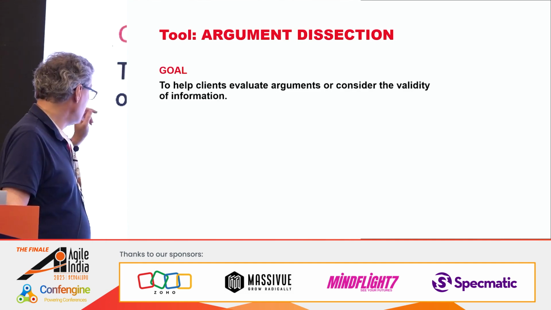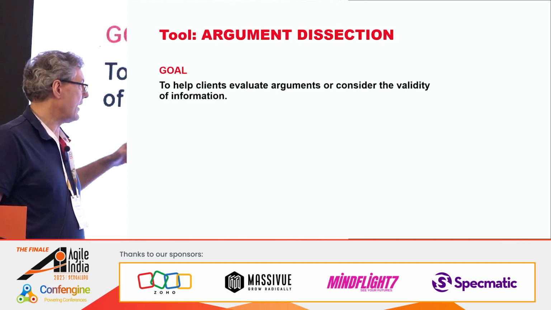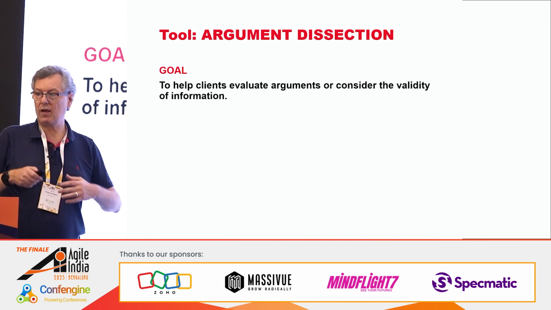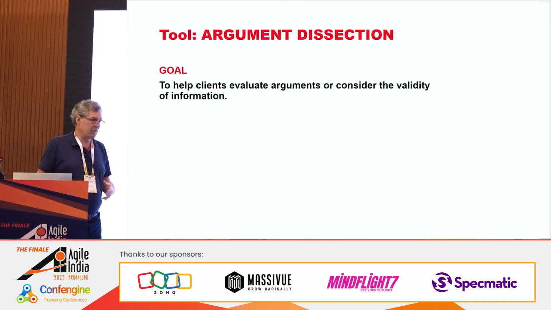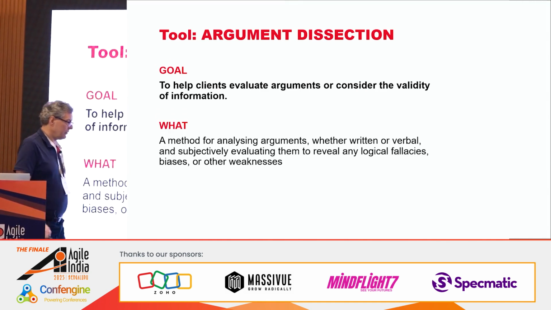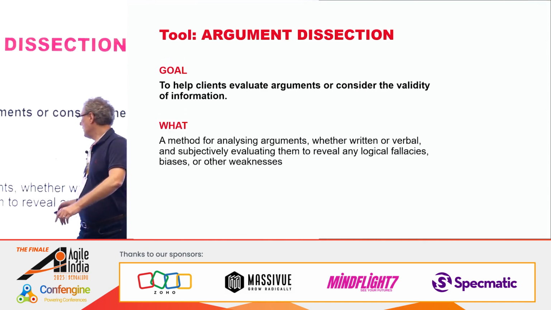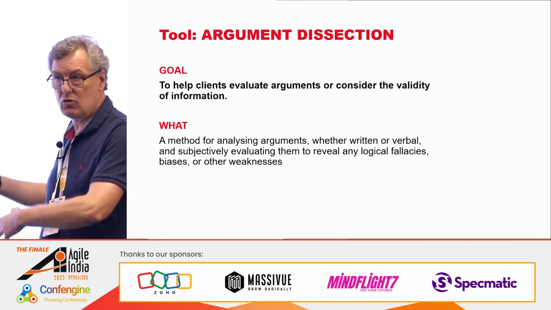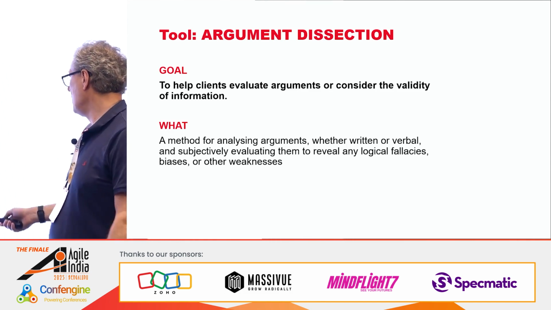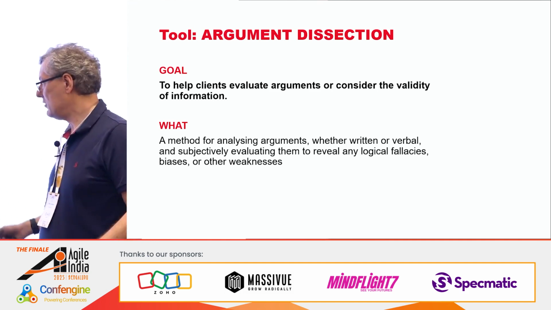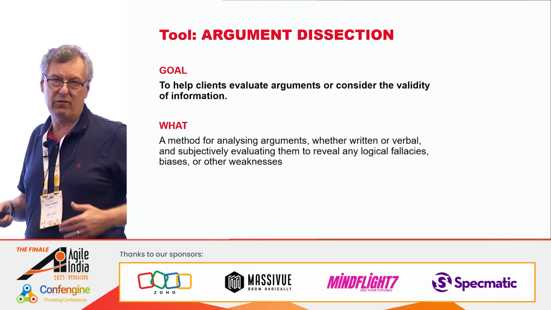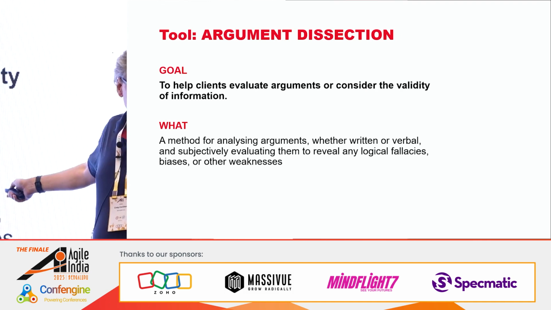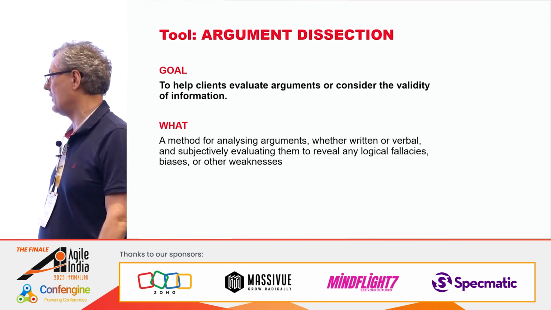In Argument Dissection, the goal is to help your client evaluate or consider the validity of information, like a proposal for a project, a business plan. Does this make sense? Does it really add up? It's a method for analyzing the arguments, and there is a structured set of things you can run through to check the arguments to see if there's any logical fallacies. Does it actually make sense? Does it show any biases towards, well, it worked the last time, it will work the next time, or any other structural weaknesses? You can practice this on politicians.